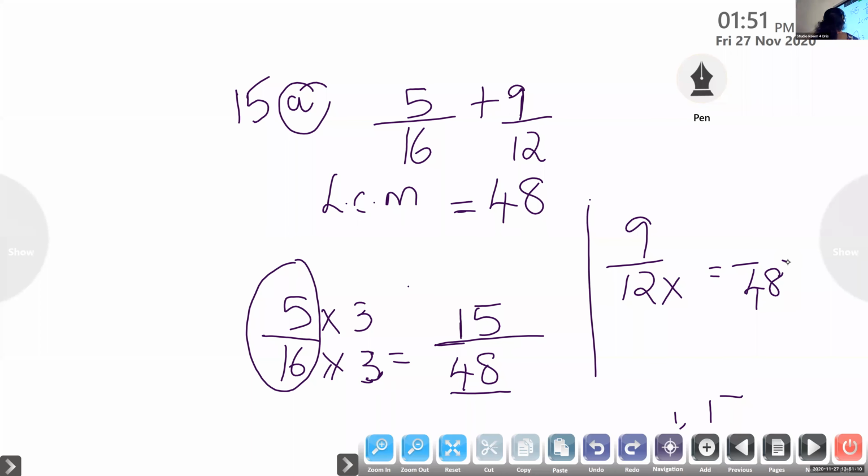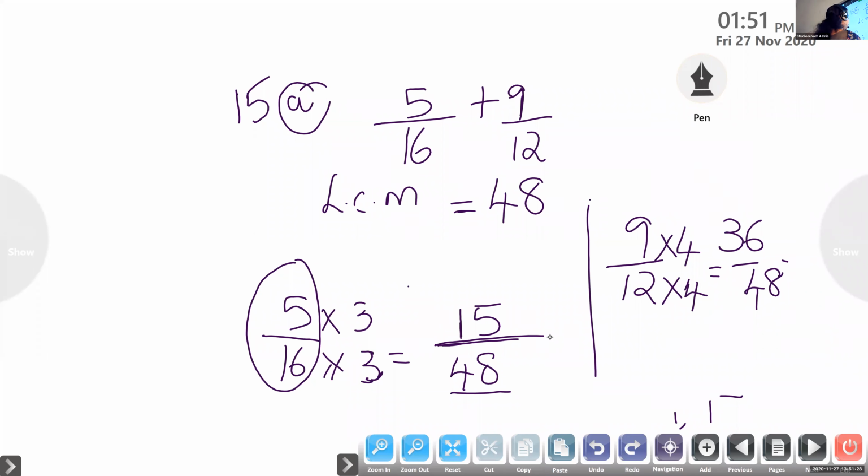Yes, Anadesh, tell me. 12 times which number is 48? 12 into 4. Okay, 12 into 4 is 48. The same number, 9 into 4. What is 9 into 4? 36.